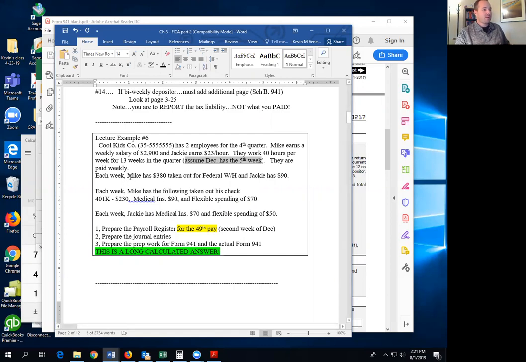And then I tell you here that Mike has this much, and Jackie has 90 bucks taken out for federal taxes. So I'm telling you how much because we haven't learned how to do that yet. I've told you here how much in federal taxable wages are taken out, for 401k, and how much medical insurance is taken out as well as flexible spending, because remember, some of these items aren't taxed for FICA purposes.